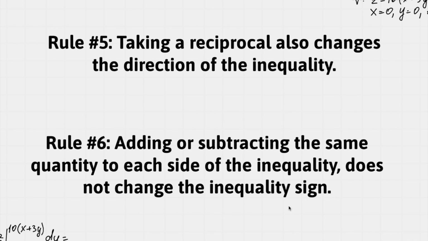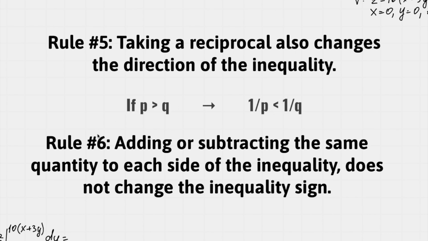Now rule number 5 is that when taking a reciprocal, it also changes the direction of the inequality. If you guys don't know what a reciprocal is, it's when you put 1 over the number. So if P is greater than Q, then 1 over P is going to be less than 1 over Q. See, we changed the sign right there.